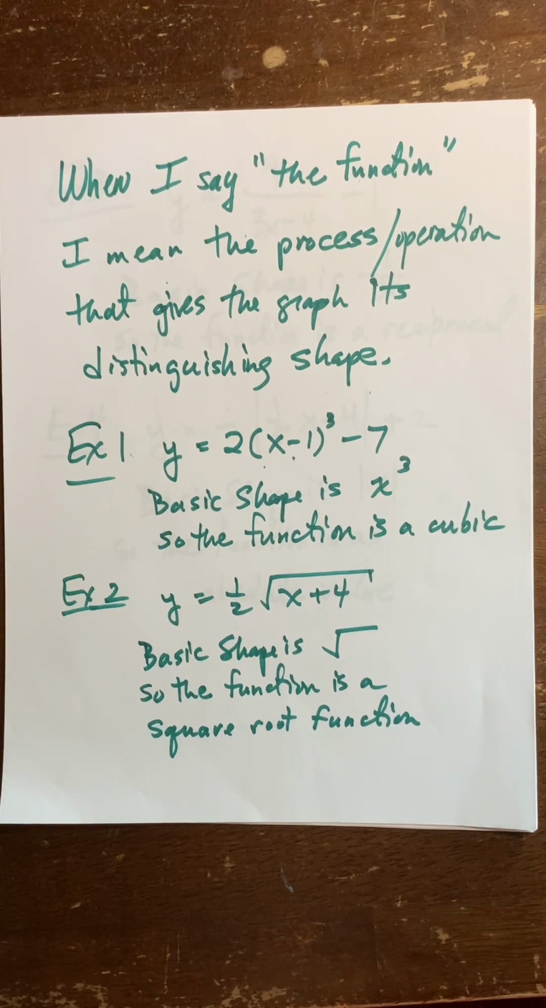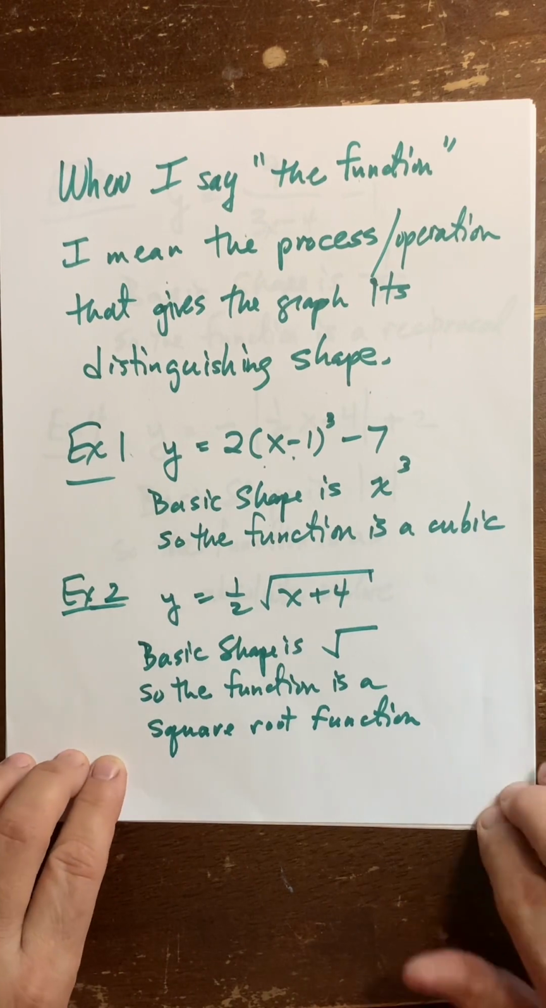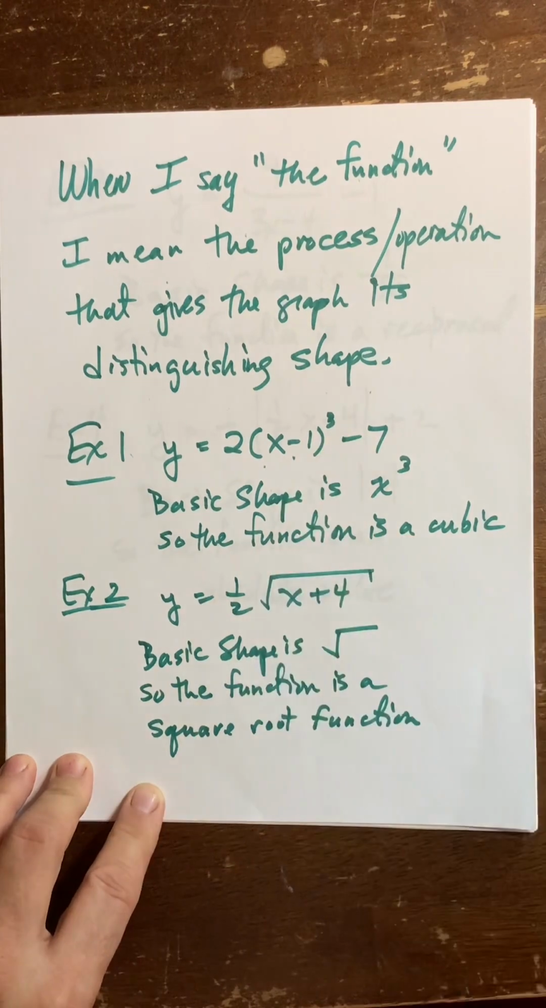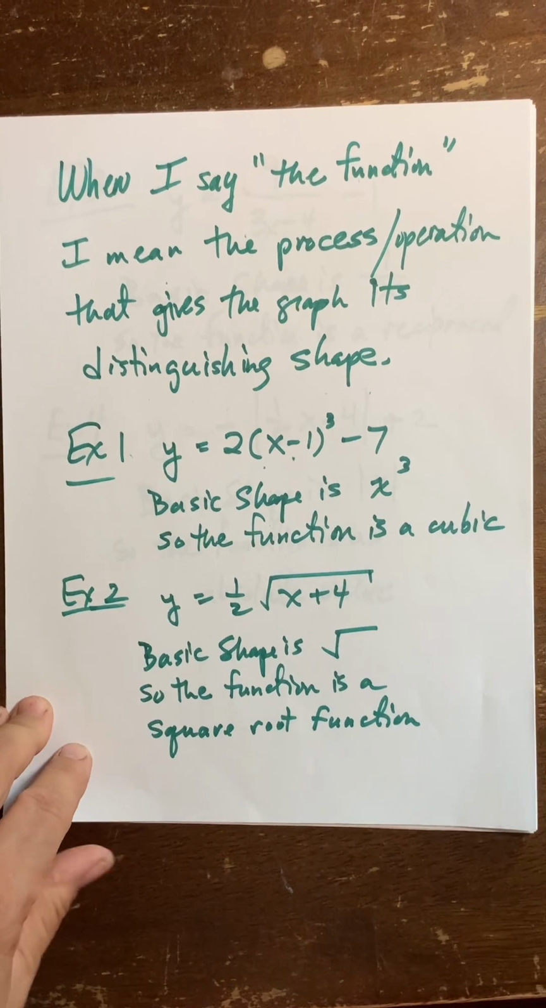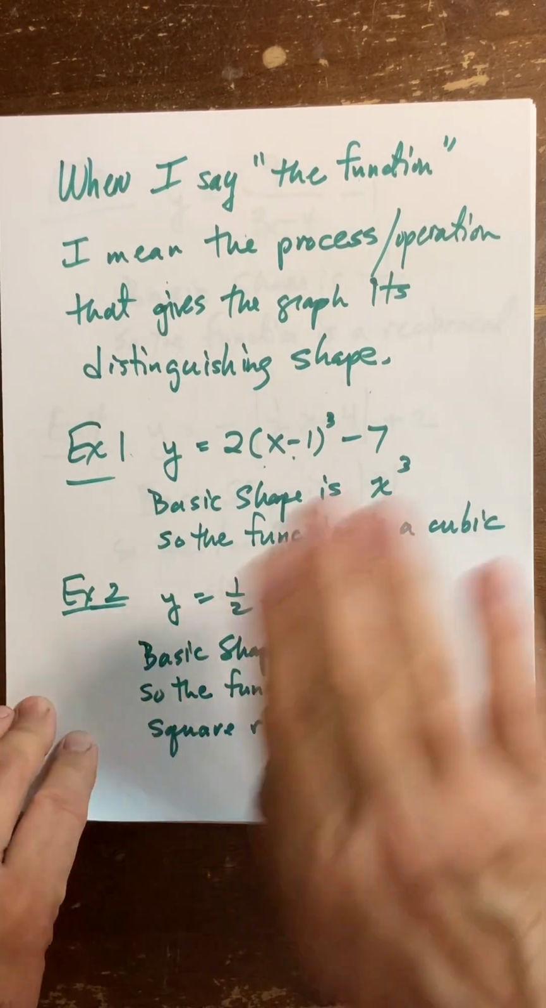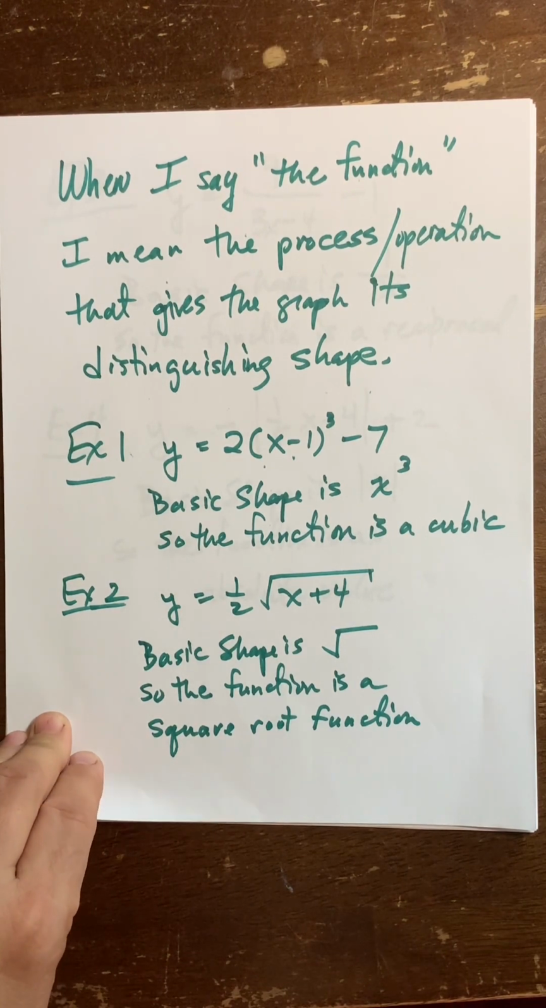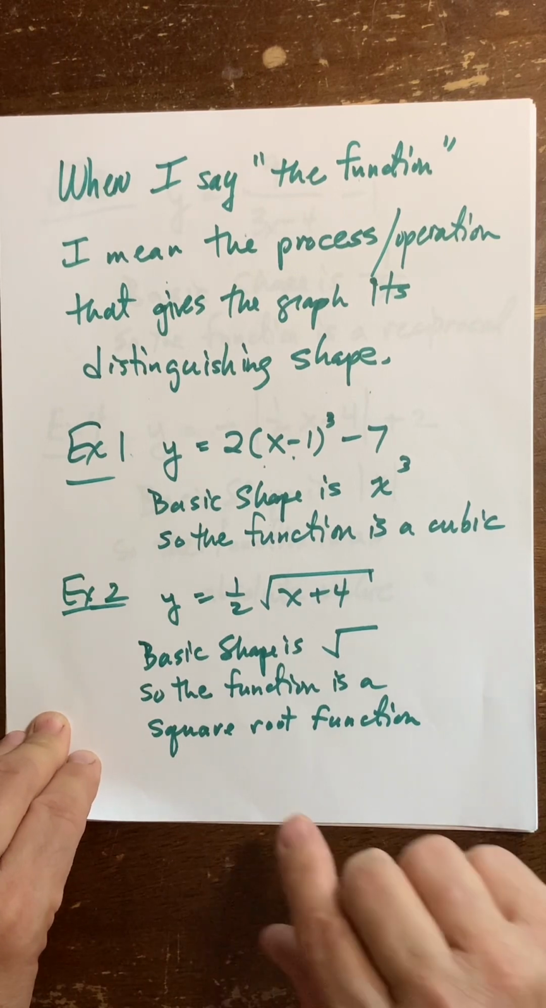So when I say the function, and I'm putting that in air quotes, what I mean is the operation that gives the graph its distinguishing shape. So in this example 1, it's the cubing process. It's when you actually take the cube, that is what gives the function its shape. So any operations that occur before the cubing process cause horizontal effects because they're inside the function. And everything that comes after the cubing process is outside the function, and that causes vertical effects.